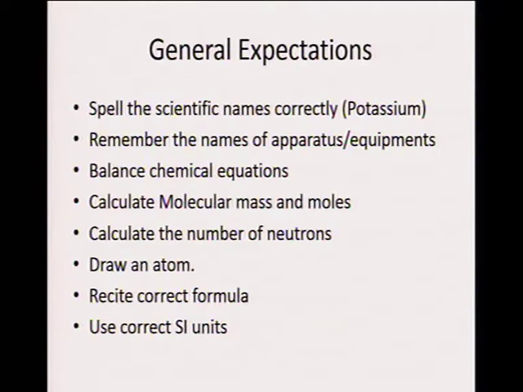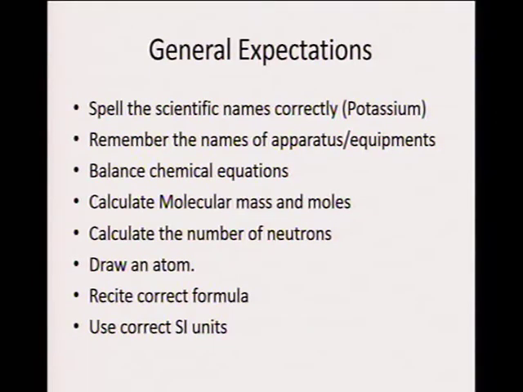You are expected also to calculate the molecular mass and moles. So the questions will involve calculations involving the moles, and also the molecular mass and the atomic mass. You are expected to calculate the number of neutrons, and you are expected to draw the structure of an atom. You know the structure where you draw the nucleus with all the subatomic particles, and the electrons in the shells. You are supposed to draw those. That is a general expectation.